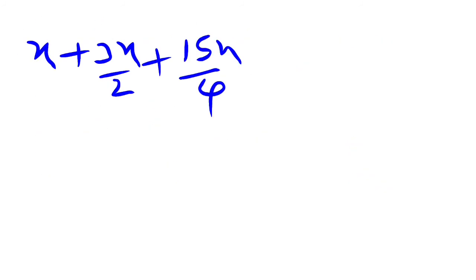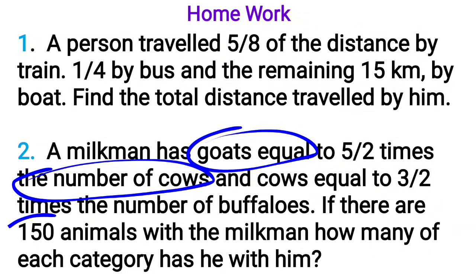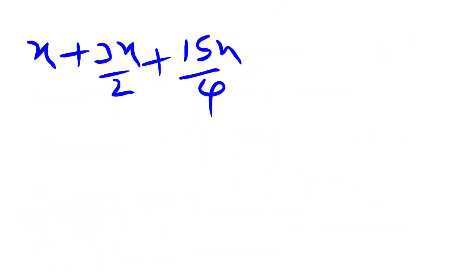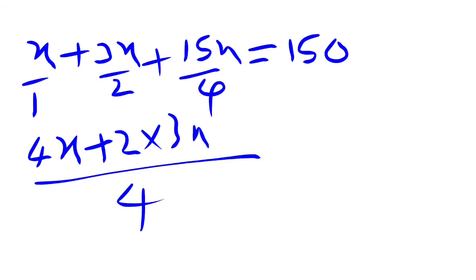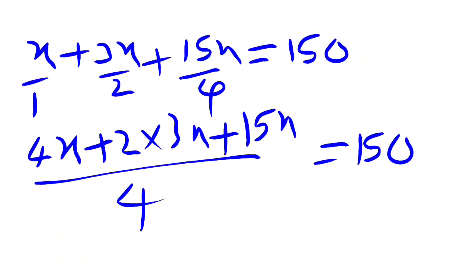It equals the total number of animals, that is 150. x can be written as x by 1. The LCM of 2 and 4 is 4. 4 ones are 4, 4 into numerator. 4 2s are 2, 2 into numerator. 4 4s are 1, 1 into numerator. It equals 150.